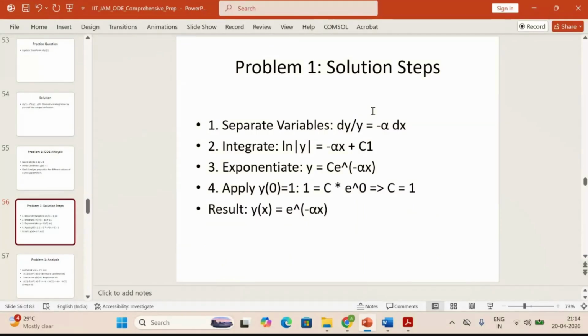So you're correct. This is nothing but a separation of variables. dy over y equals minus alpha dx. That gives log of mod y equals minus alpha x plus c1. Then we just take an exponential, y equals c times e to the power minus alpha x. Then we apply y(0) equals 1. So 1 equals c times e to the power 0, which means c equals 1. The result is y(x) equals e to the power minus alpha x. This is the solution.